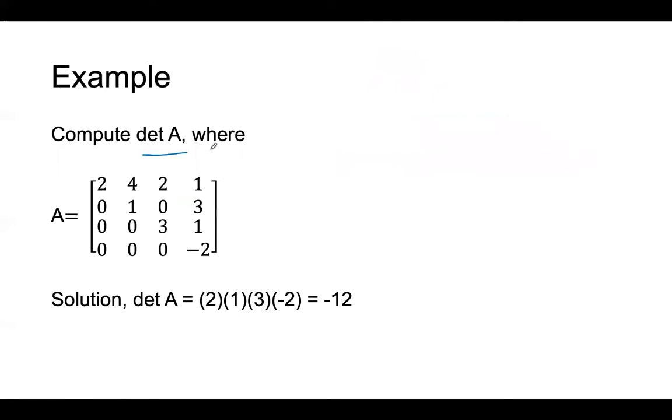So to compute this determinant, we see that it's in an upper triangular format. So we just multiply the diagonal entries, which are 2, 1, 3, and -2, and get -12.